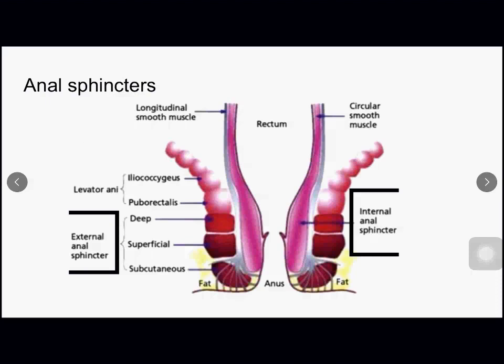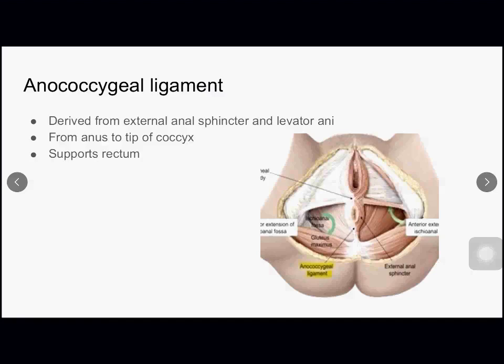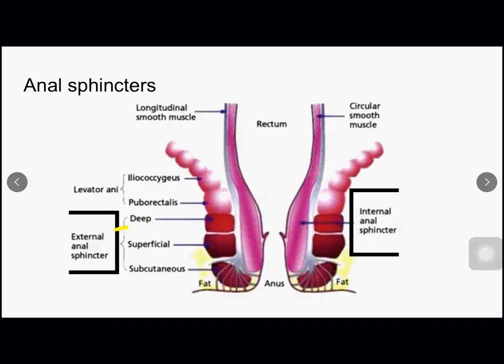So first, about your anal sphincters. They will be told in detail in the anal canal topic also, just to have a guess. You have two anal sphincters, no? External anal sphincter and internal anal sphincter. The external anal sphincter in turn has three parts: a subcutaneous part, a superficial part, and a deep part.